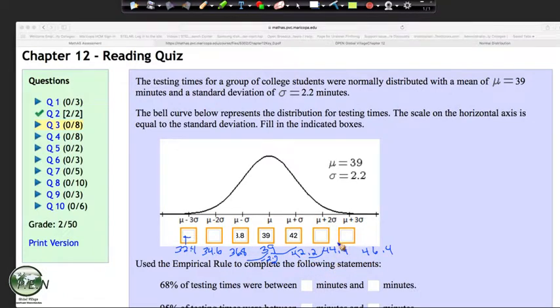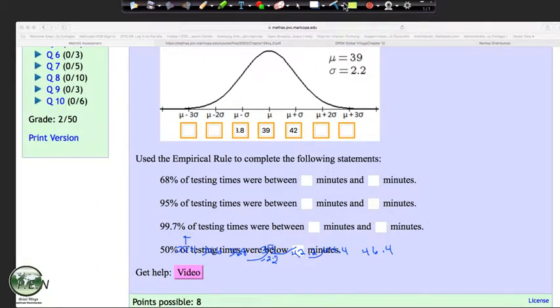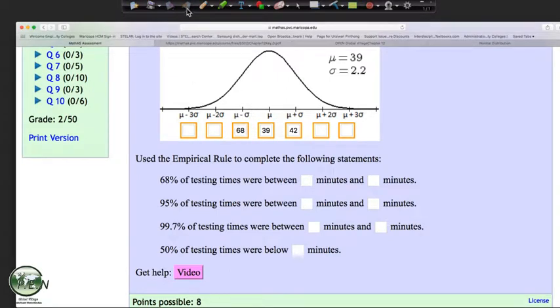Now this is where, let's see. So far, any questions on that? So we're just taking the mean, adding 2.2 to it 3 times to get the numbers above, and subtracting to get those. Okay, 68% of the testing times were between blank minutes and blank minutes. Is that 36.8 and 40? One below. We subtract 1 time, right?